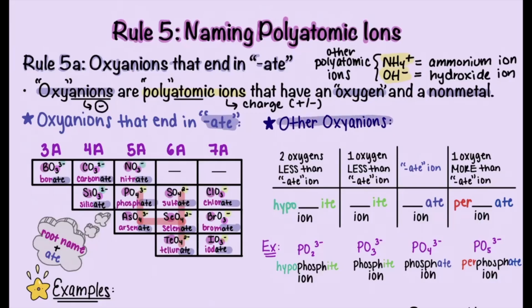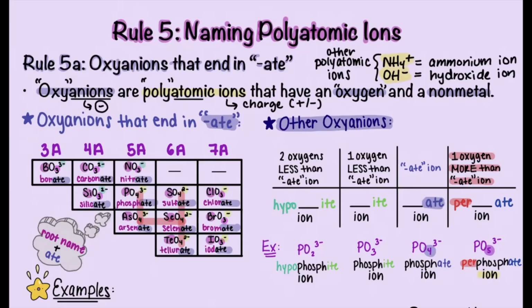Let's take this example, PO5 3-. You'll notice that now you have 5 oxygens, whereas the original, your OG, your starting point, phosphate, is PO4 3-. If you're adding one more oxygen to your original ate, now you add the prefix per to show that. So now we've got perphosphate ion. And yes, you have to write the ion because it is charged.